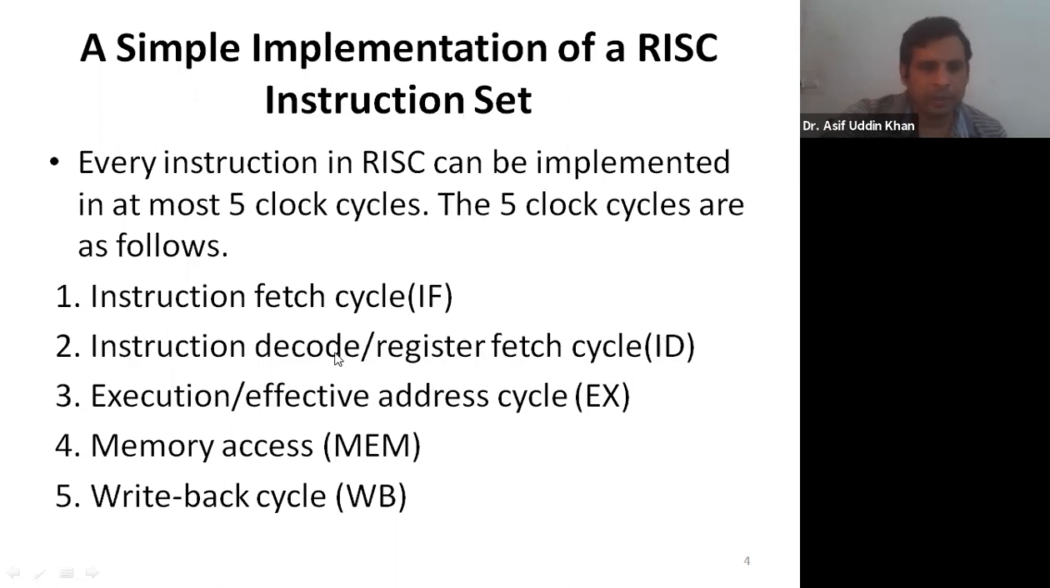Then in the third stage, the execution is done. Execution is done by the ALU, that is, the arithmetic and logic unit. We got to know what operation has to be done, and we also read the operands in the previous stage. So we have everything now, and that needs to be executed. The ALU will perform the operations based on this operation.